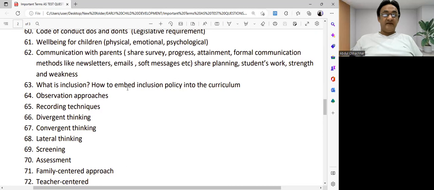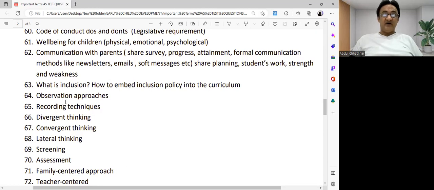by observation, and there's the survey, the inclusions department. They can give you the results that these students are gifted and talented students, and for that you have to prepare an individual plan, and that individual plan you have to implement and integrate into your curriculum. So the observation approaches and recording techniques, you should know about these.